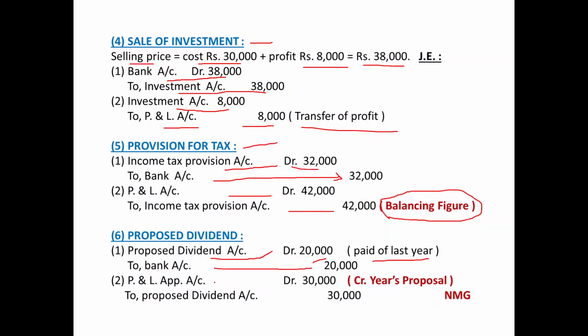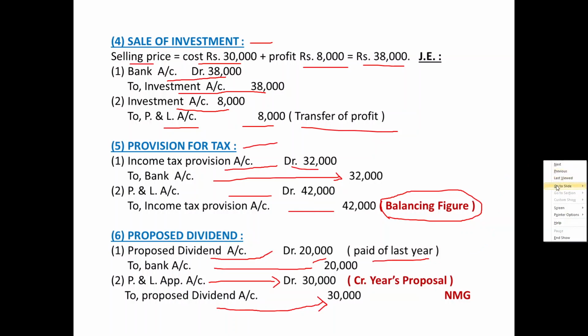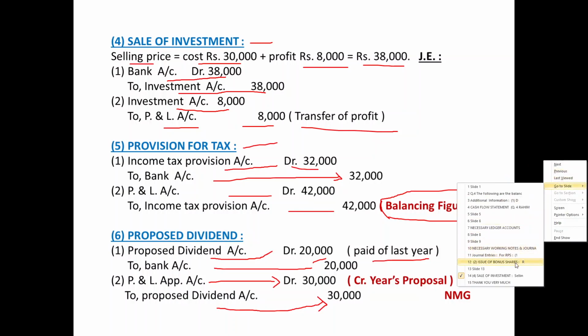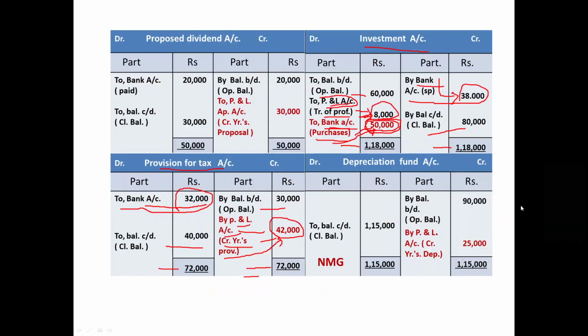Second, the current year's proposal, to be taken from profit. Dividend is a distribution of profit. Profit and loss appropriation account debited 30,000 to proposed dividend account credited 30,000. Give the posting in the concerned ledger accounts of proposed dividend. Have a look. Proposed dividend account.